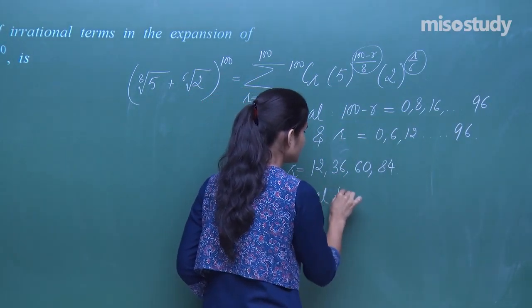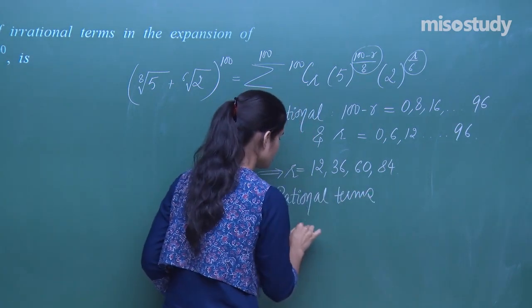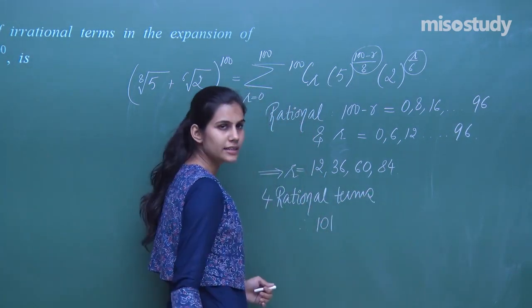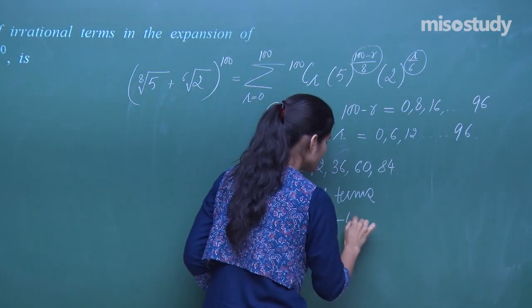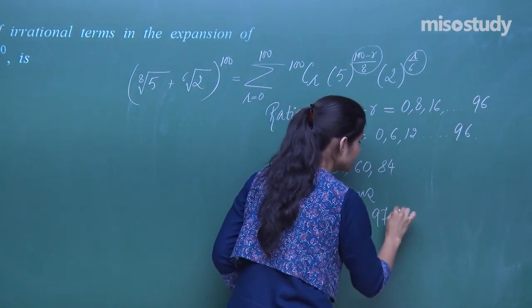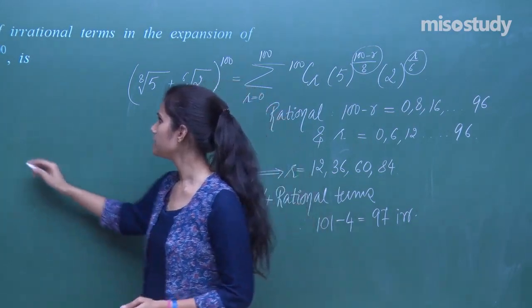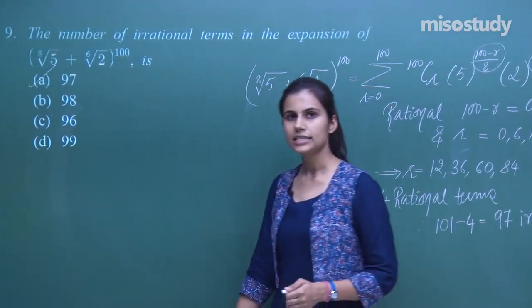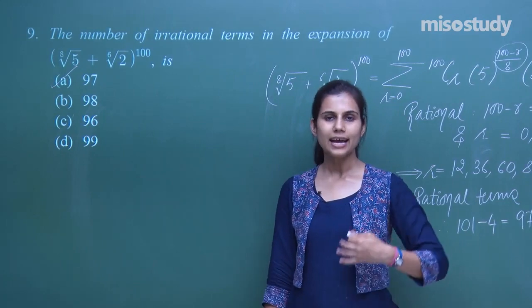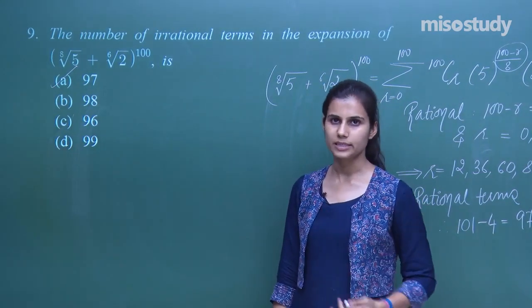Therefore, 4 rational terms are there in the expansion. 101 total terms are there from 0 to 100, minus 4 rational, which gives you 97 irrational terms, and therefore the number of irrational terms eventually is 97. So there are 4 rational and 97 irrational terms in this expansion.